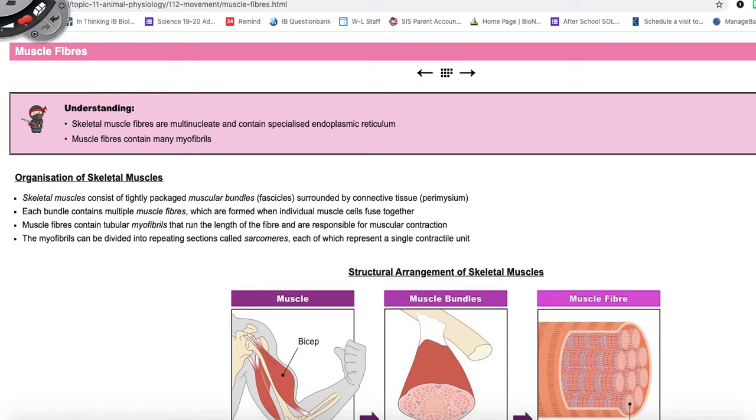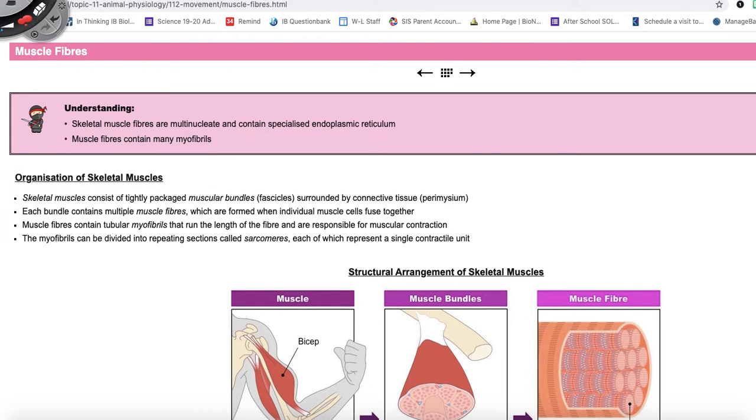Hello students, today we are continuing with 11.2 and we're going to be looking at muscle fibers. So here are the essential understandings. Skeletal muscle fibers are multinucleated and they contain specialized endoplasmic reticulum, and then muscle fibers contain many myofibrils. So we're going to start looking at the organization of skeletal muscles.